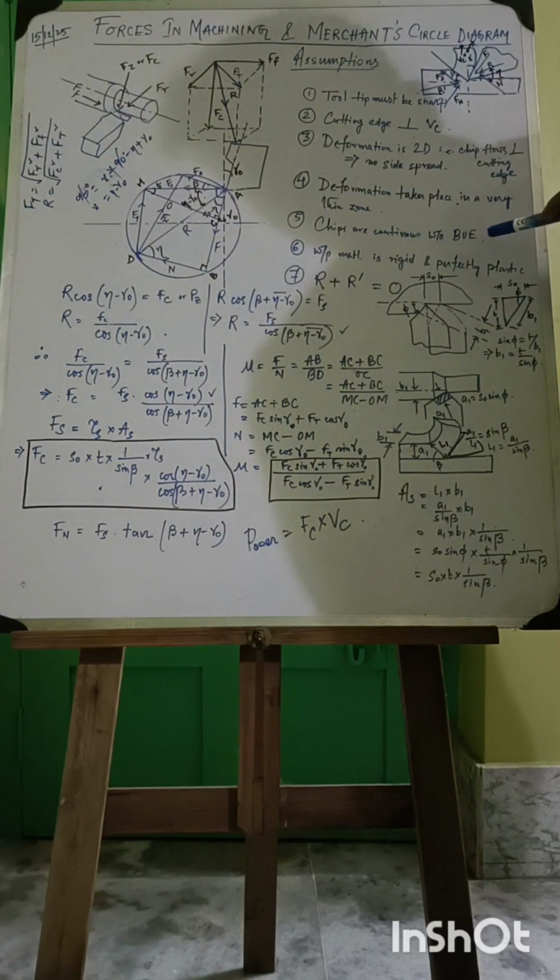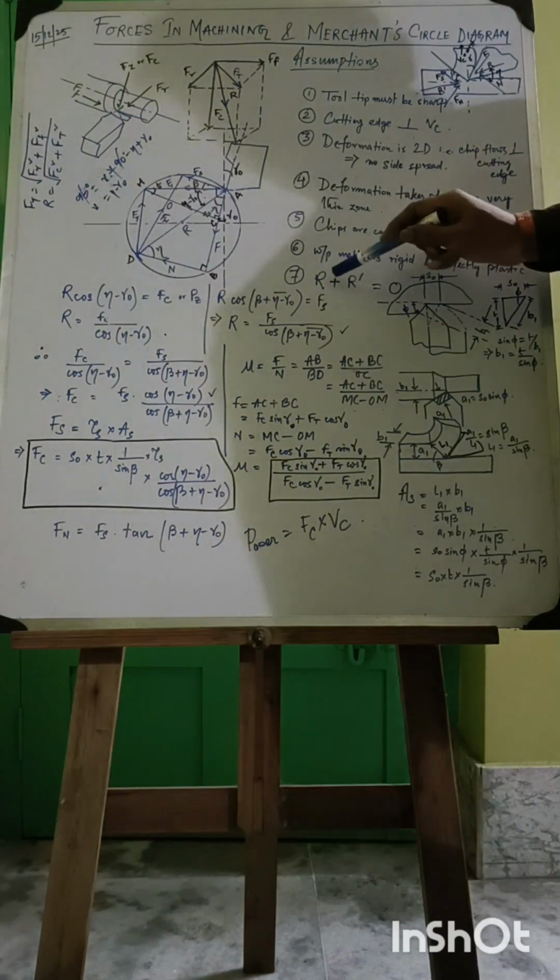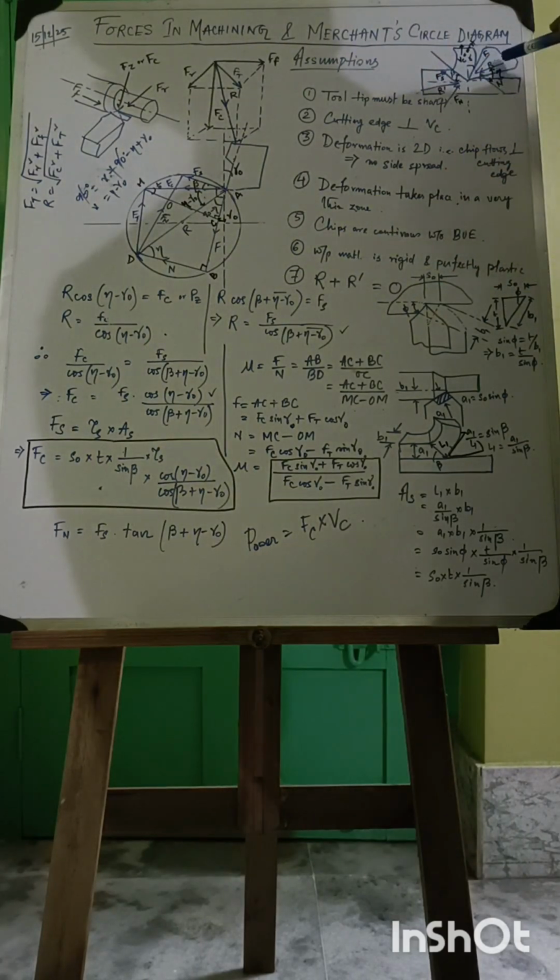Five, chips are continuous without BUE. Six, workpiece material is rigid and perfectly plastic. Seven, R prime plus R equals 0. Here is R prime and here is R. R is from the tool side and R prime is from the workpiece side. So R can be resolved into F and N. N is the normal reaction force which gives rise to F, that is the friction force. The angle subtended by R and N is eta, the friction angle.